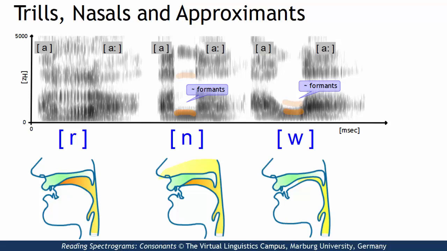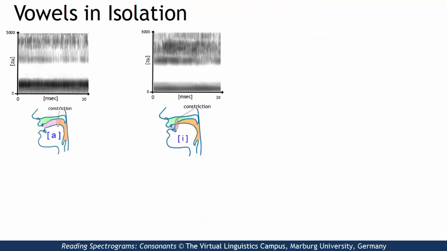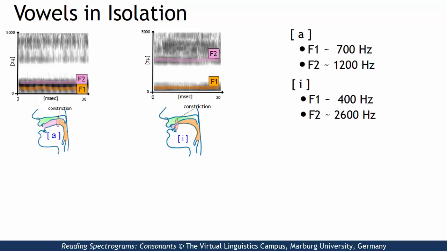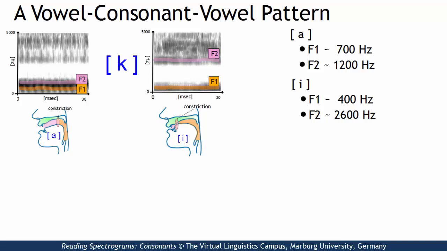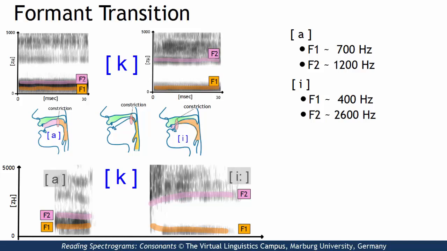Consonants influence their environment. Look at these two vowels, A and E. In isolation, they have a steady formant pattern. However, if we put a K in between and say "aki," we have an additional narrowing in the vocal tract which alters the shape of the central resonance chambers, the pharynx and the oral cavity. So, consonants considerably influence the formant patterns of the vowels with which they occur. This effect is referred to as formant transition.